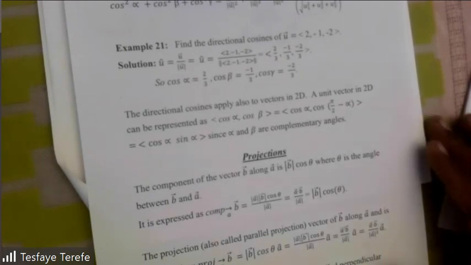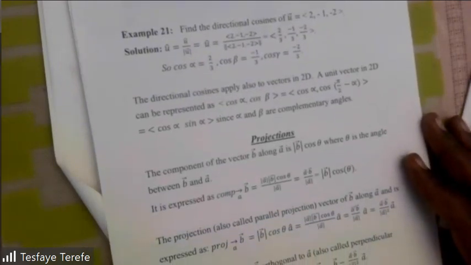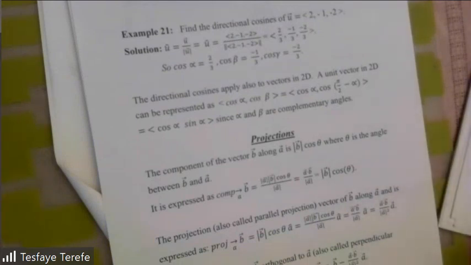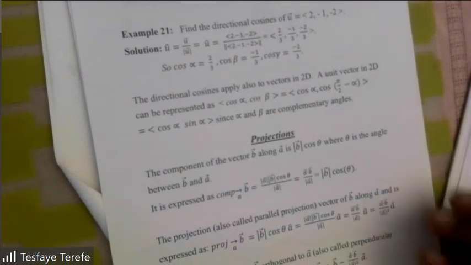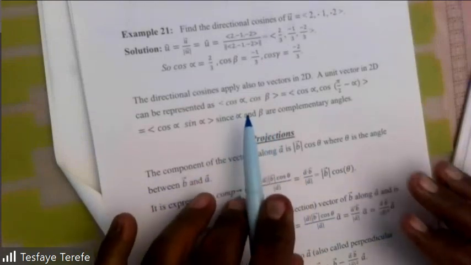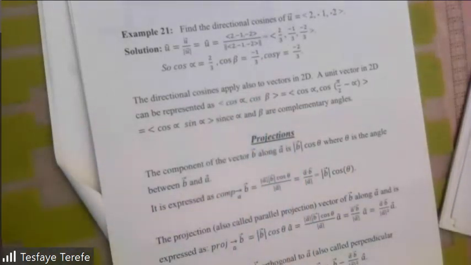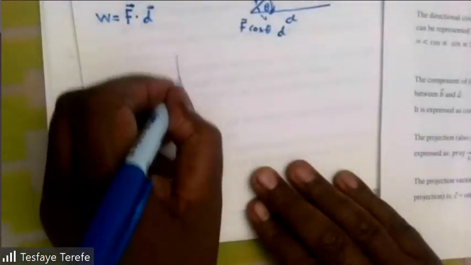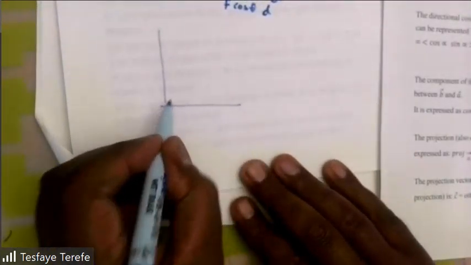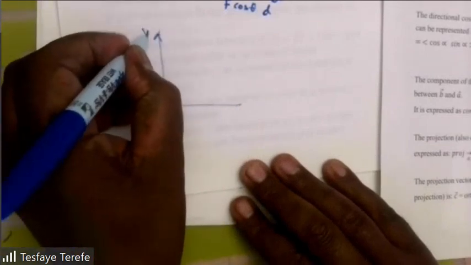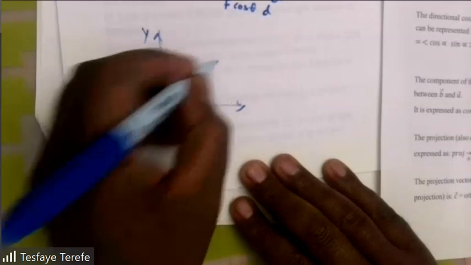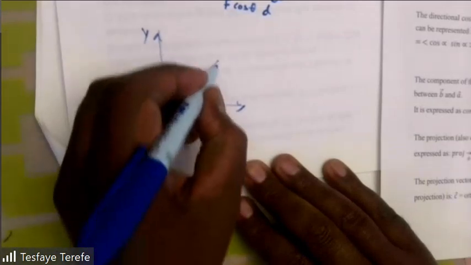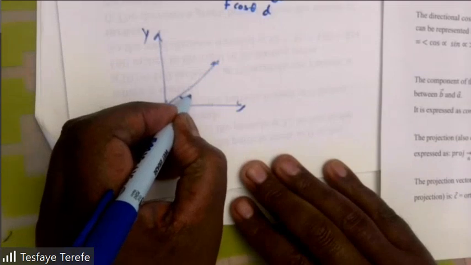So the direction cosine applies also to 2D vectors, two-dimensional. In 2D, the x and y coordinates form 90 degrees. In other words, if you have this vector, this is the y direction and the x direction, and if I have this vector forming, let's say, alpha.